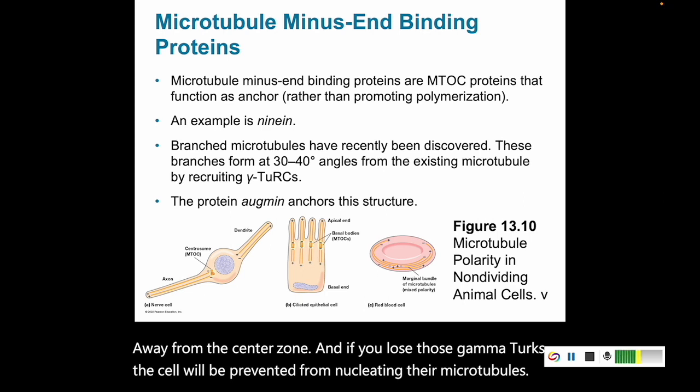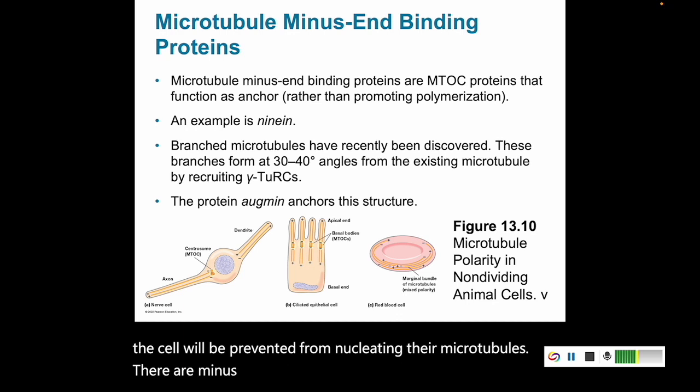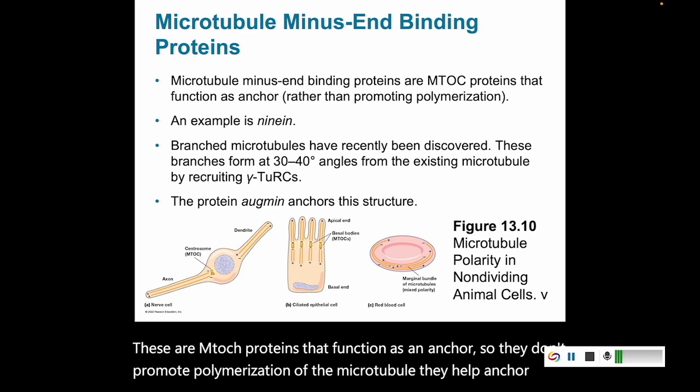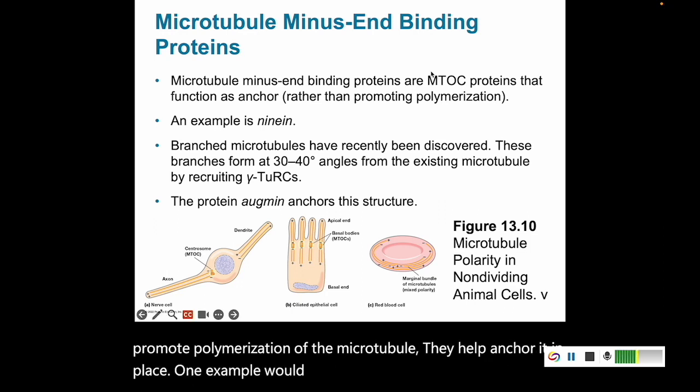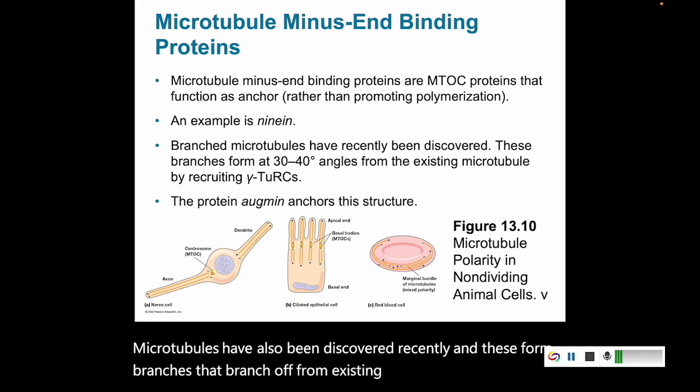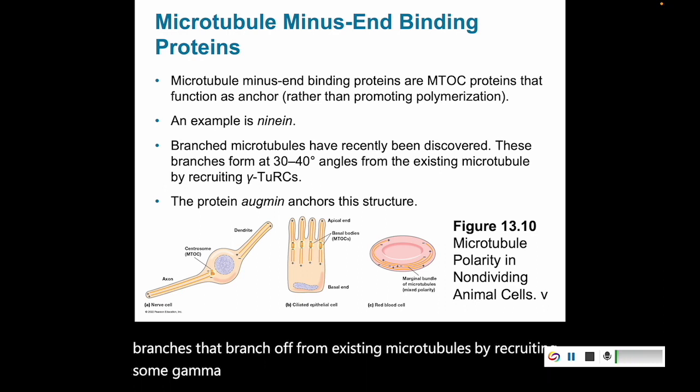There are minus end binding proteins for the microtubules. These are MTOC proteins that function as an anchor. So they don't promote polymerization of the microtubule, they help anchor it in place. One example would be this protein called ninein. Branched microtubules have also been discovered recently, and these form branches that branch off from existing microtubules by recruiting some gamma-TuRCs. And the protein augmin helps anchor this structure.